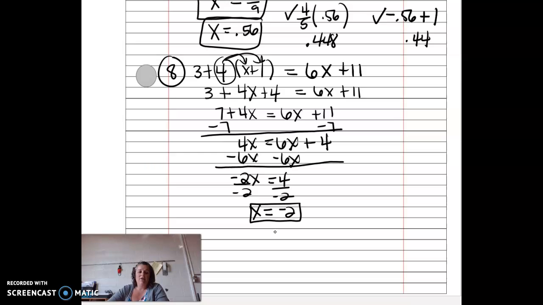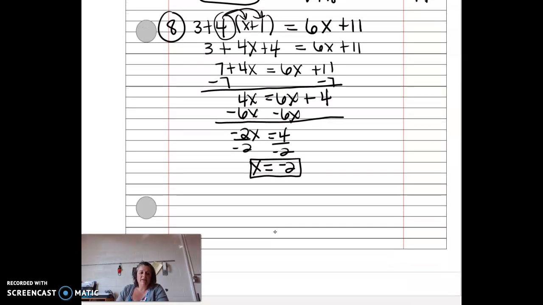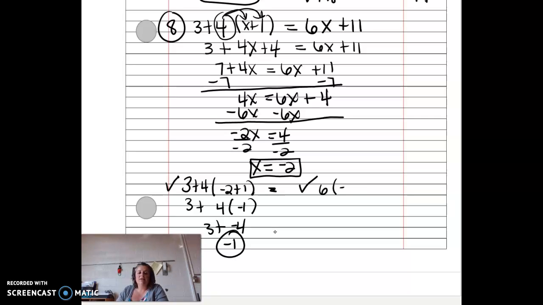So I'm going to do my check down here. I'm going to check the left side. You have the 3 plus the 4 times negative 2 plus 1. I'll do that check later. But we have 3 plus the 4 times negative 1. So you have 3 plus negative 4, which gives you negative 1. Over here, we're going to check 6 bags, negative 2 coins, plus 11. So you have negative 12 plus 11, which gives you negative 1. Both sides check out. All right, so we're done here.